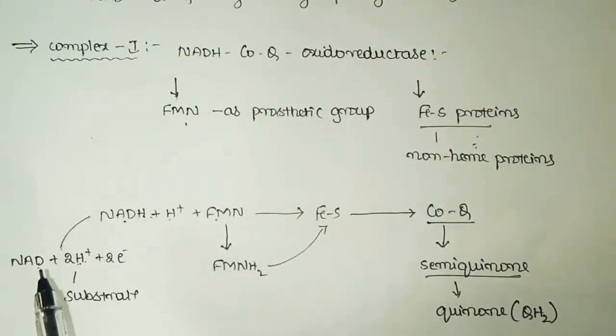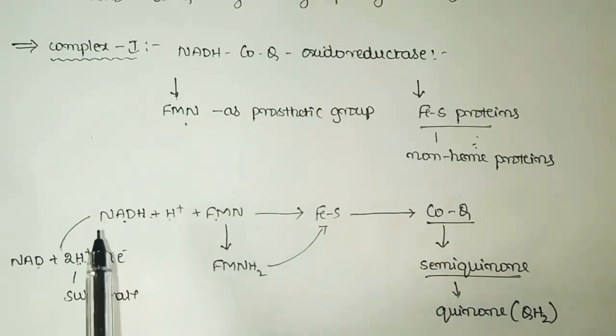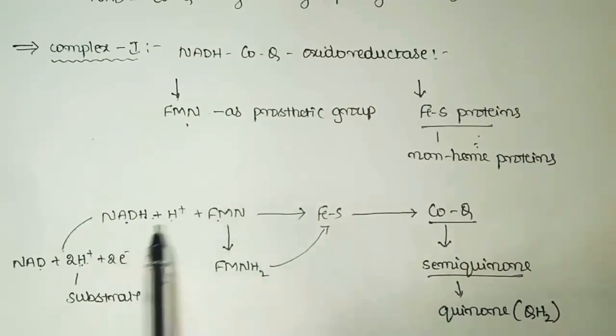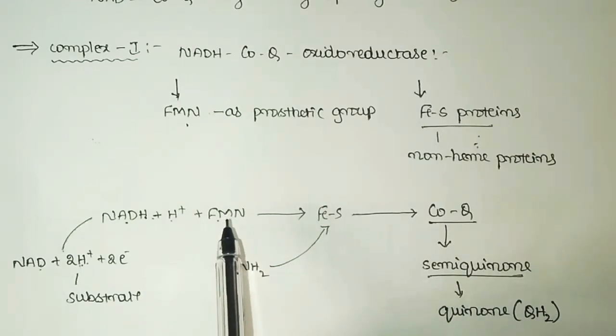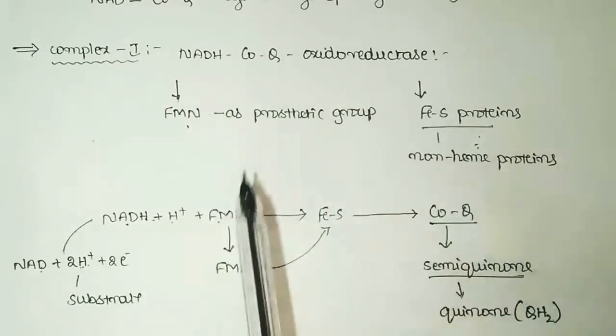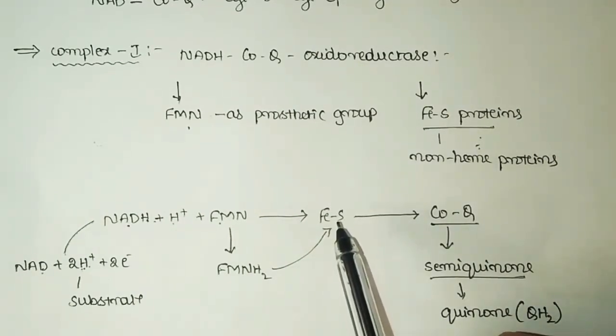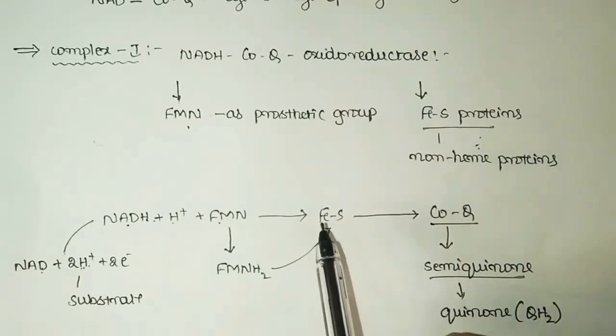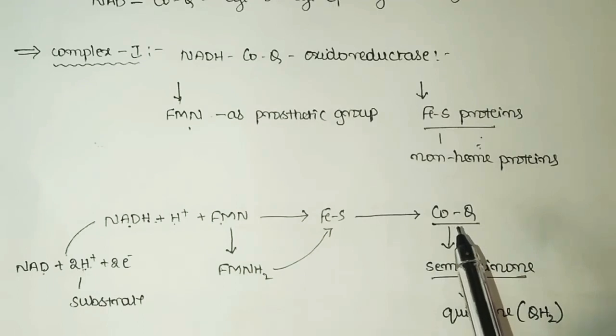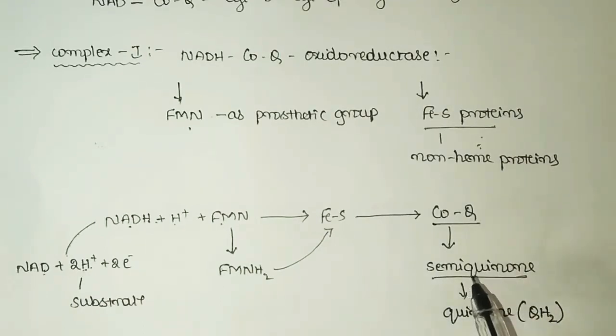In complex 1, first the coenzyme NAD will receive 2 protons from the substrate molecule so as to convert into the reduced form of coenzyme, that is NADH and H plus. So this will transfer electrons to flavin mononucleotide, that is FMN, which is acting as a prosthetic group in complex 1, and that will change into FMNH2, and from FMNH2 the electron will be accepted by the iron sulfur protein, that we are calling non-heme proteins, and from the iron sulfur protein the electron will be transferred to coenzyme Q, which will get reduced to semiquinone first, and once again change to quinone, which can be written in a simple abbreviated form as QH2, and this is the sequence of electron transfer that occurs in complex 1.